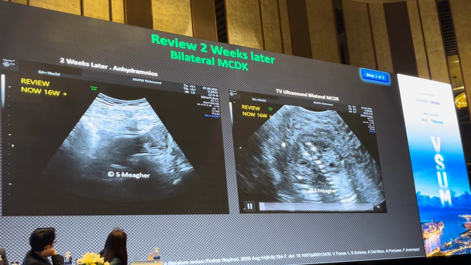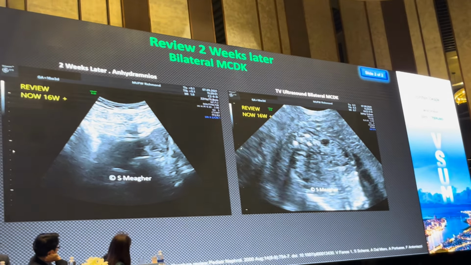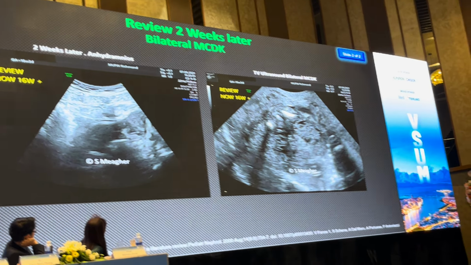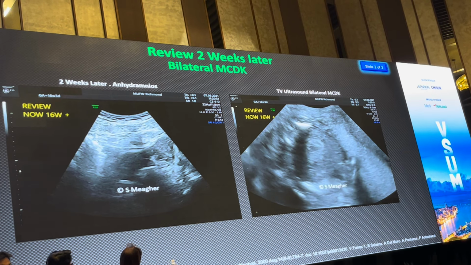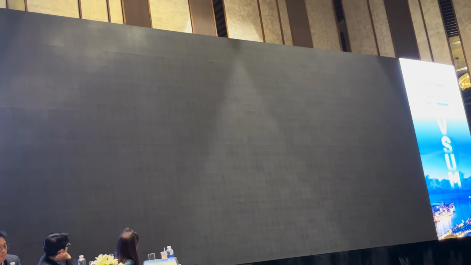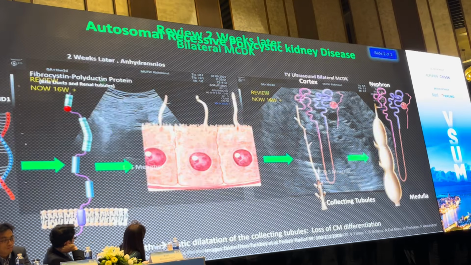Now watch the same patient 2 weeks later, and now you have all the features of multicystic dysplastic change. So you can see how difficult it is in the first trimester of pregnancy to make this diagnosis. And for this patient, a terrible prognosis because it is bilateral renal disease.